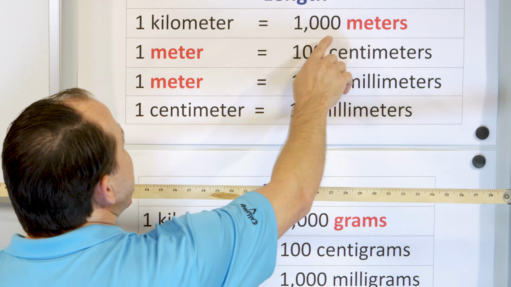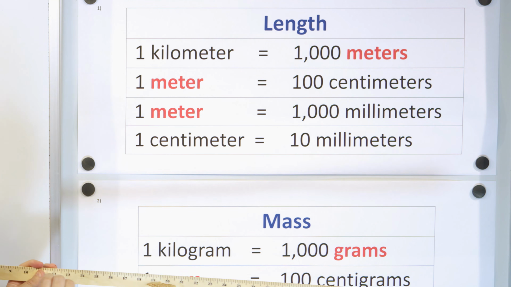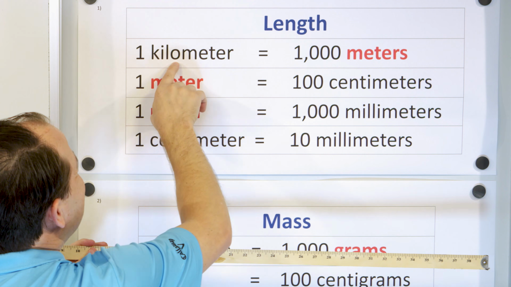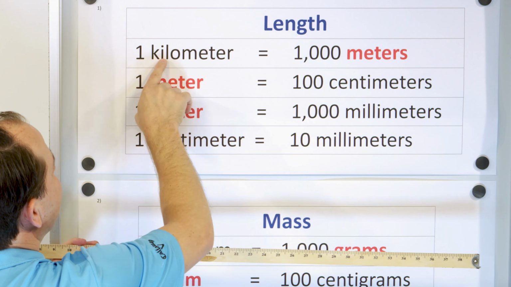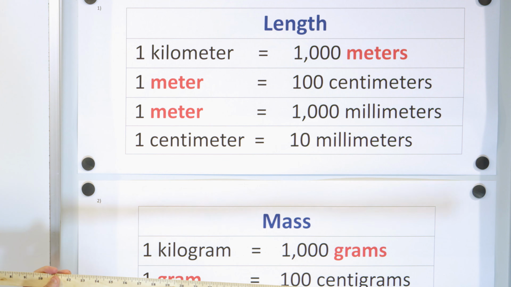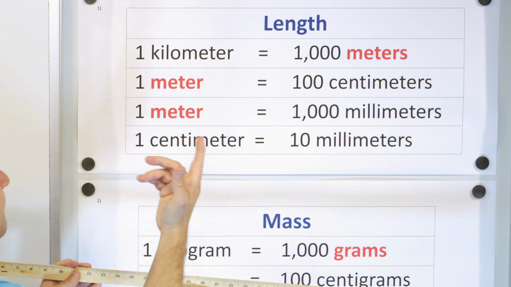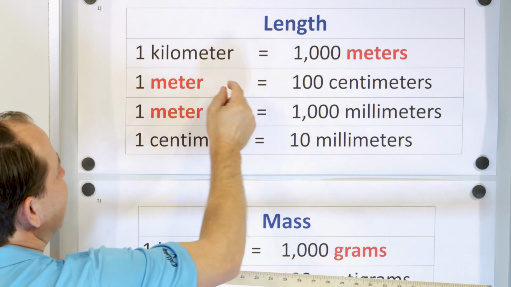You see this chart. We have meters, meters, meters. All right, we have to learn a little bit more. You see we have kilometer. Kilo, the prefix kilo means 1,000 of something. So 1 kilometer is just 1,000 of these things called meters.